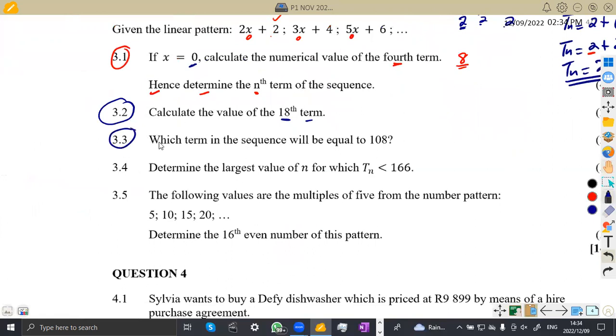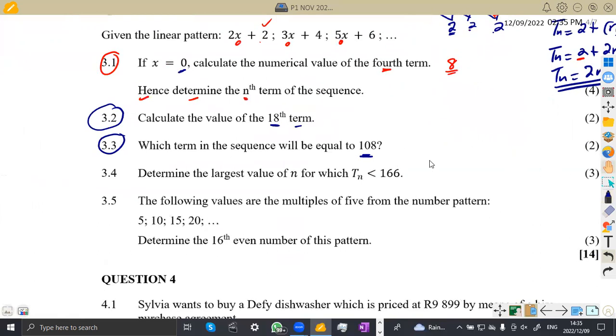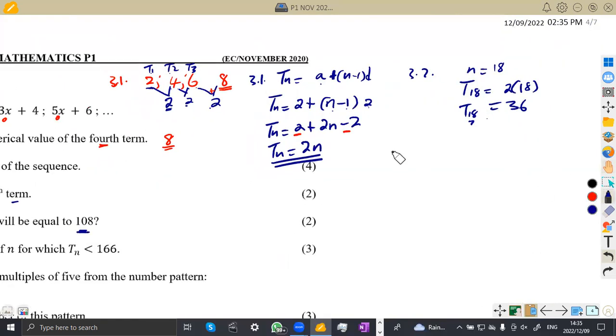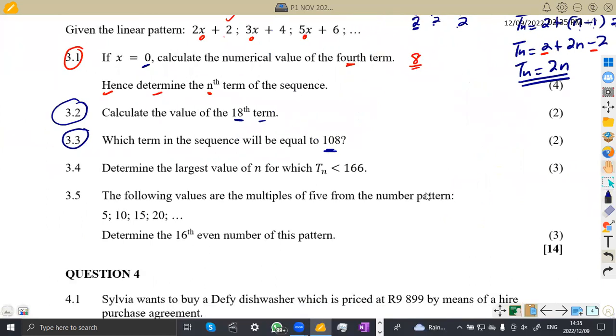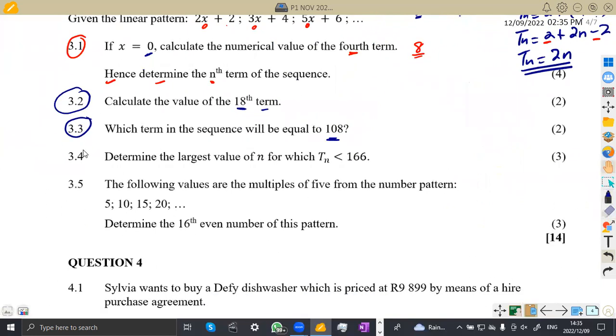Then on 3.3, which term of the sequence will be equal to 108? So it means Tn is equal to 108. So that's 3.3. When Tn is equal to 108, what is the value of n? Already we have got Tn, which is 2n. So 2n is equal to 108. You have formulated an equation that you're supposed to solve for n. So by dividing by 2 both sides, our n can be equal to 54. So that is the value of n that you're going to have at that condition.